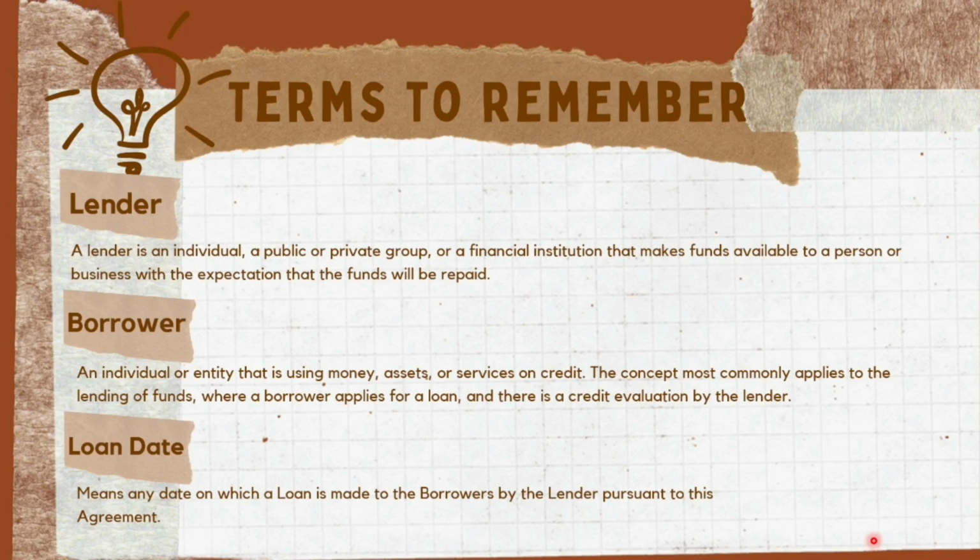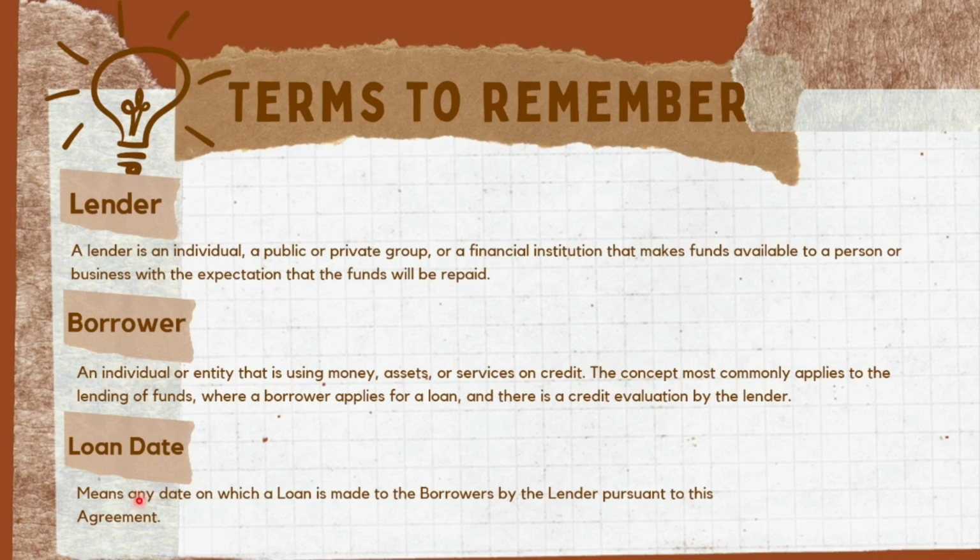Now, here are some things that we need to remember. So, we have here, lender. A lender is an individual, a public or private group, or a financial institution that makes funds available to a person or business with the expectation that the funds will be repaid. Now, next we have the borrower. An individual or entity that is using money, assets, or services on credit. The concept most commonly applies to the lending of funds where a borrower applies for a loan and there is a credit evaluation by the lender.